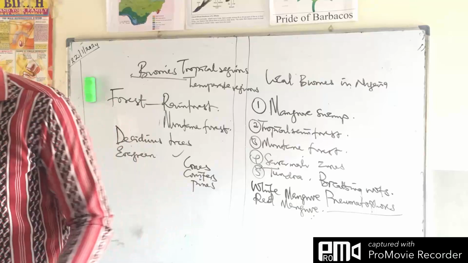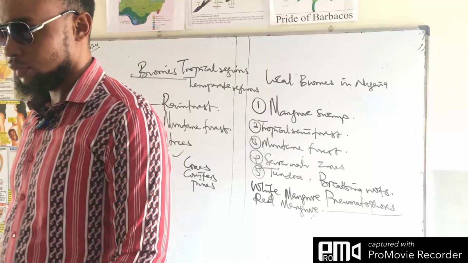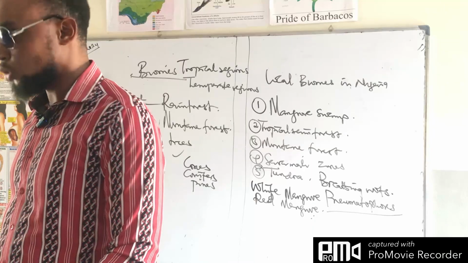You find them in the mangrove swamp. So mostly you find them in places like Delta State. Do they produce fruits that are edible? No, but they produce fruits, sha.